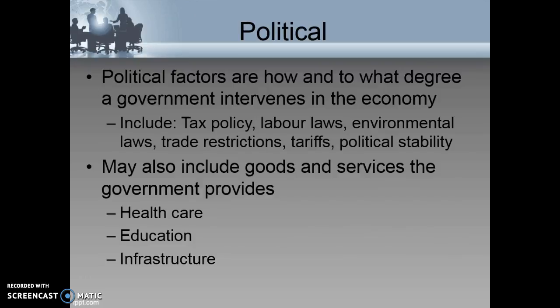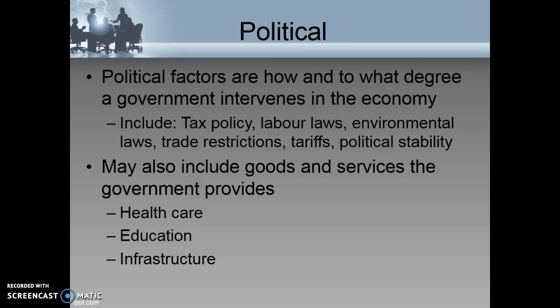In the political section, we're going to take a look at how political factors of the environment in which we are operating in are going to affect our company and the economy. How much does the government intervene in what's going to happen with regards to our company? This could include things like the current tax policy, labor laws, environmental laws, trade restrictions as to whether or not we're allowed to trade within the country or outside the country, tariffs, and the political stability within the environment.